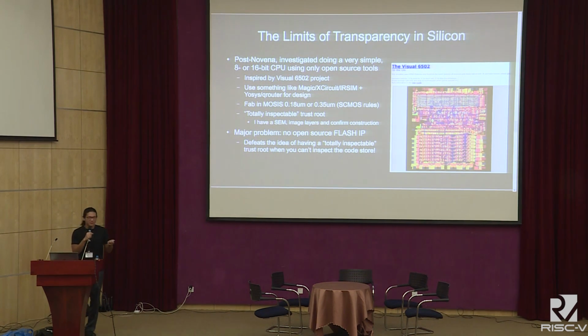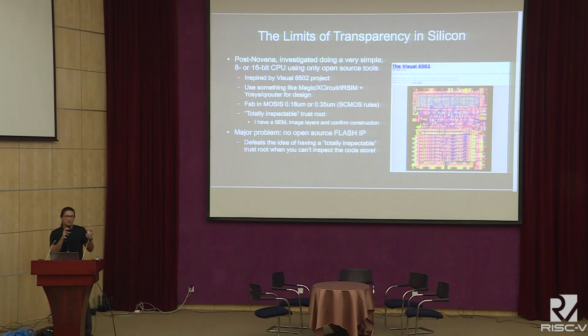But if you can do this, I'm like, okay, we should be able to build at least an 8-bit chip using Magic and XCircuit, or whatever Yosys, QRouter design flow, pick a SCMOS rule from MOSIS, where the PDK is essentially an open PDK, and build a quote-unquote totally inspectable trust root. Just a few bits of execution so I can have something I can trust.